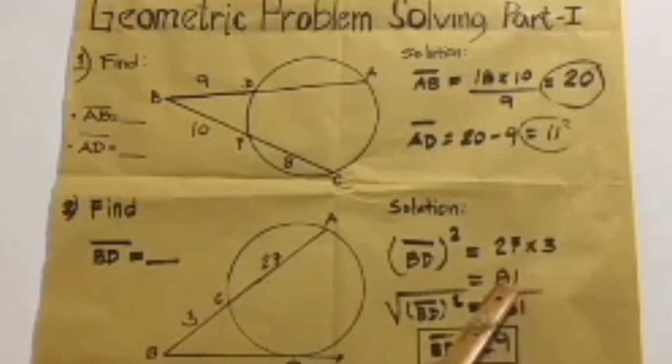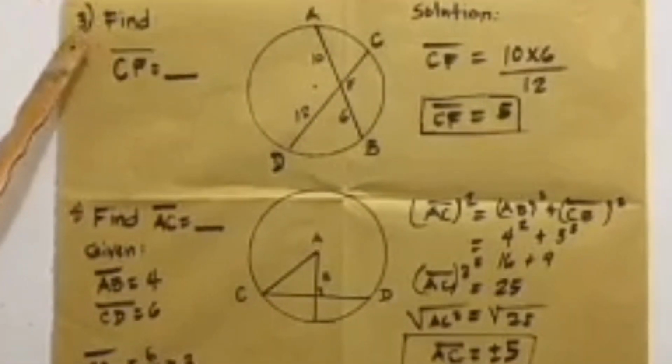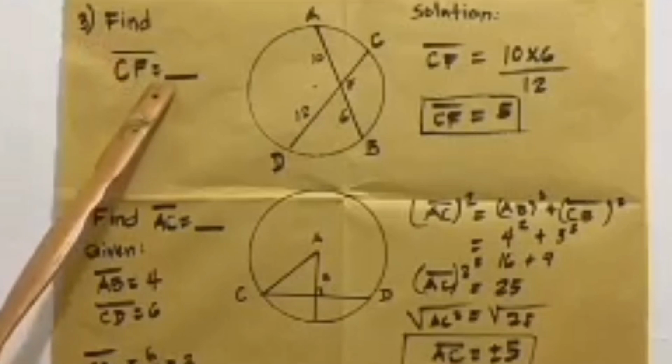Then equals 81. Then our next step is to find the square root of both sides. The square root of segment BD squared, we're going to cancel this, and the remaining is segment BD, and the square root of 81 is positive and negative 9. This would be our answer for segment BD. We're going to neglect the negative, so we're going to concentrate on the positive result of the square root. So positive 9.